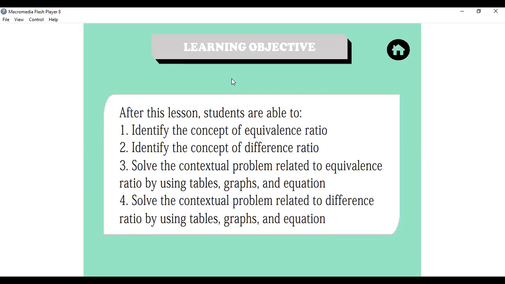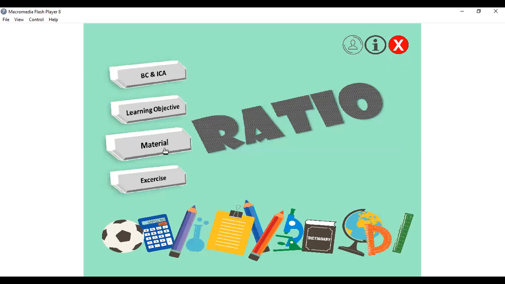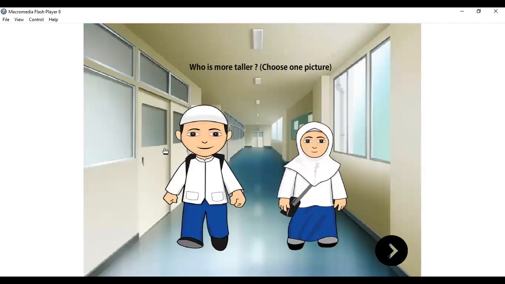The learning objective. After this lesson, students are able to: 1. Identify the concept of equivalent ratio, 2. Identify the concept of different ratio, 3. Solve the contextual problem related to equivalent ratio by using tables, graphs, and equations. 4. Solve the contextual problem related to different ratio by using tables, graphs, and equations. Next is the material menu.